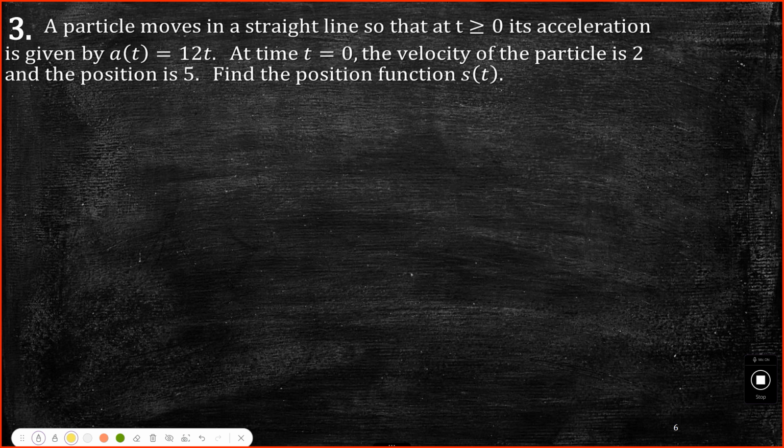A particle moves in a straight line so that t is greater than or equal to 0. The acceleration is given by this. At time t equal to 0, the velocity of the particle is that, and the position is that. Find the position function s of t. Same kind of thing, no? Just a little.